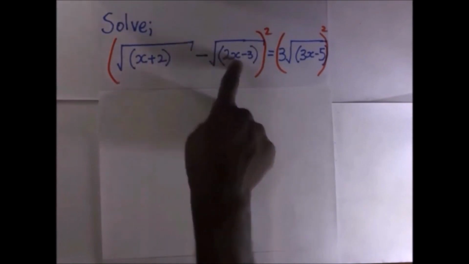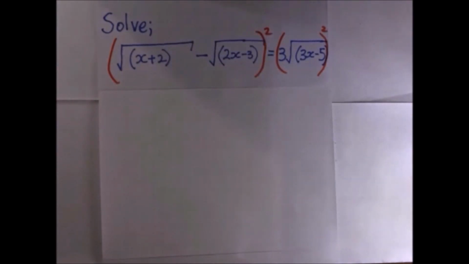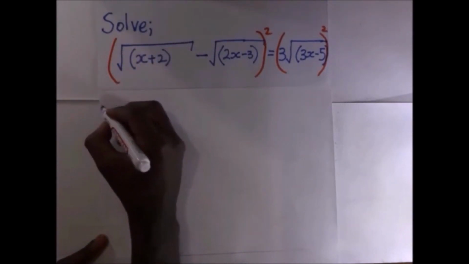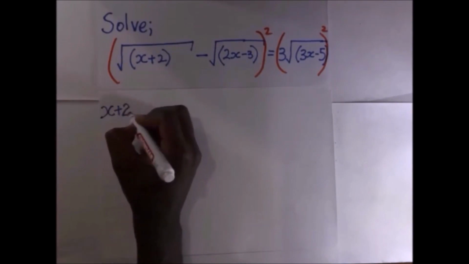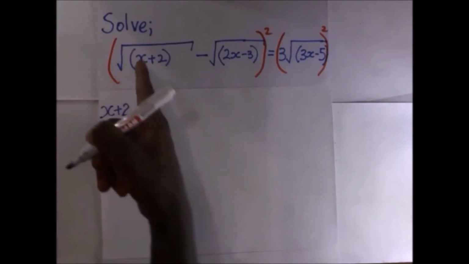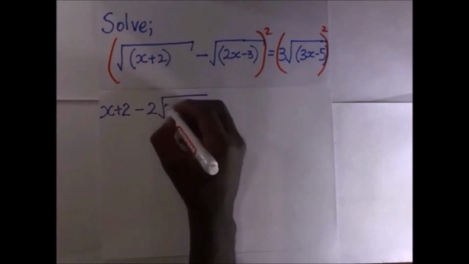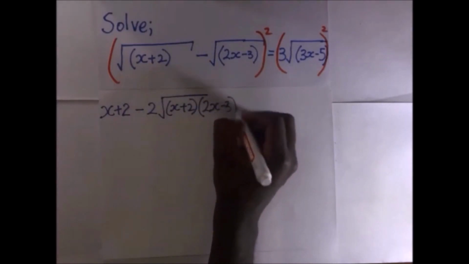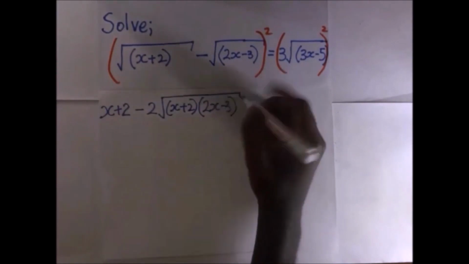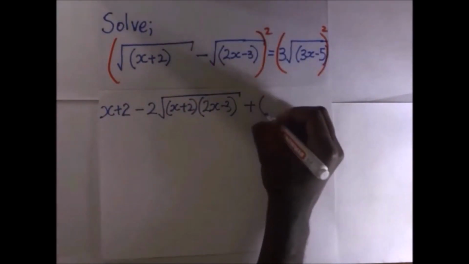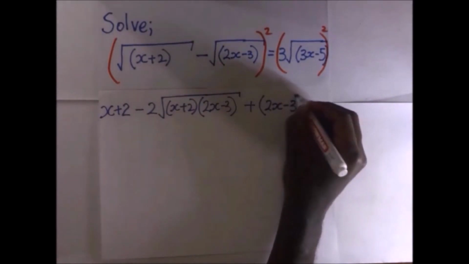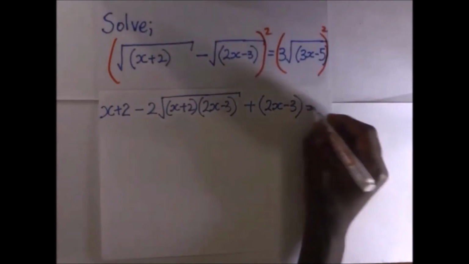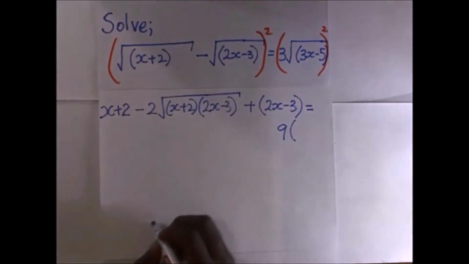Squaring both sides, this is like a minus b squared. So it means that is going to give us that squared. This squared is going to give us x plus 2 minus 2ab, so minus 2 times x plus 2 into 2x minus 3, plus this squared, which is 2x minus 3, that is going to be equal to this squared, and that is going to give us 9 into x minus 5.